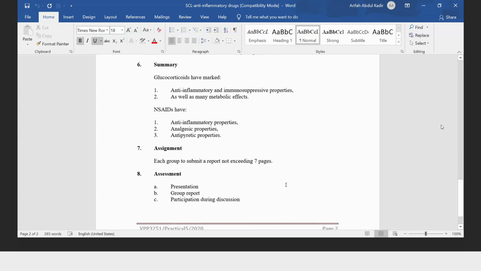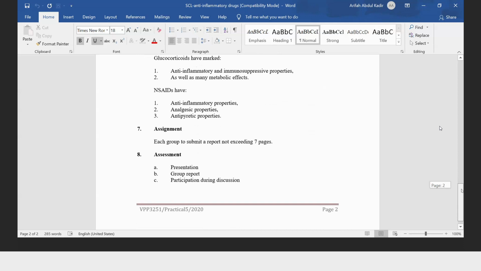You are supposed to submit a report not exceeding 7 pages. This is an exercise for you, because it's student-centered learning. It's not for me. These notes, you have to keep them for your revision of anti-inflammatory drugs. There will not be a lecture on anti-inflammatory drugs. So it will be the assignment and notes for yourself.